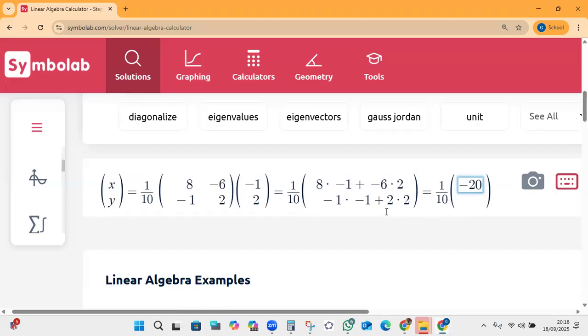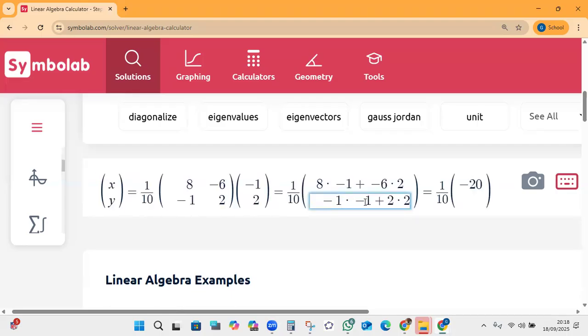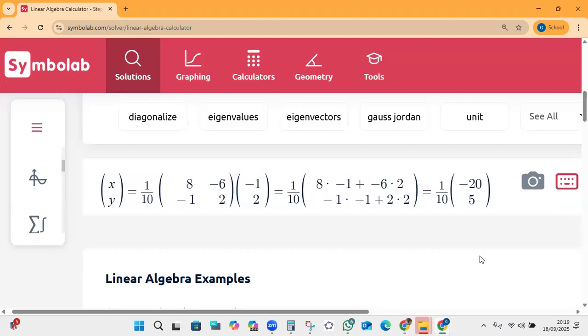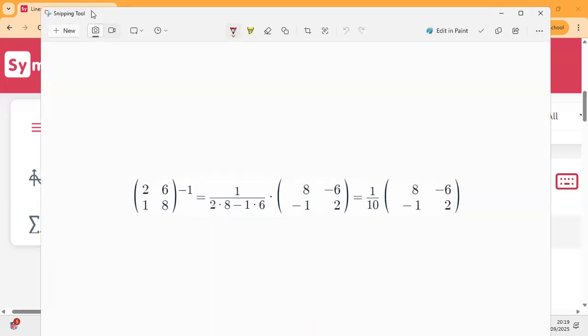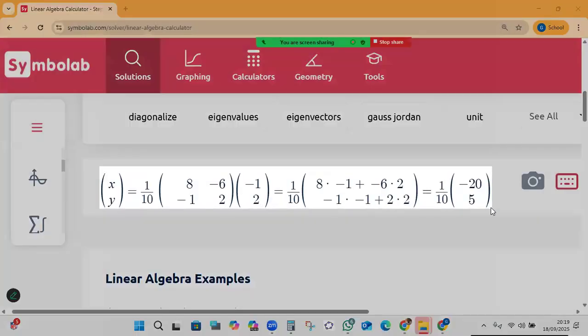Let's see the second row. -1 times -1 is 1. 2 times 2 is 4. 1 plus 4 is 5. So we're going to get a half for y. And now we are going to multiply by 1/10, or divide by 10, both the -20 and the 5. We might have to put that in another line. Let me take a screenshot of this because there's an icon barring the view.